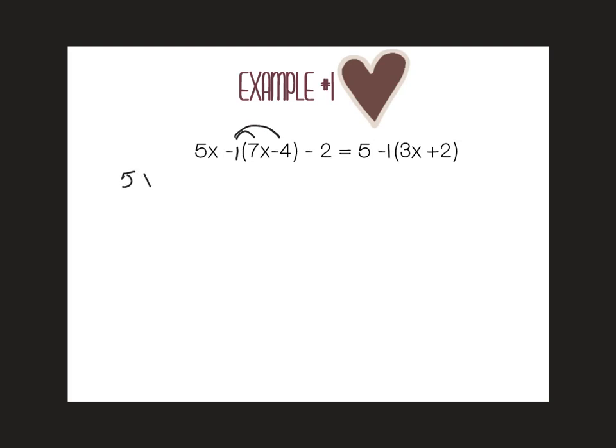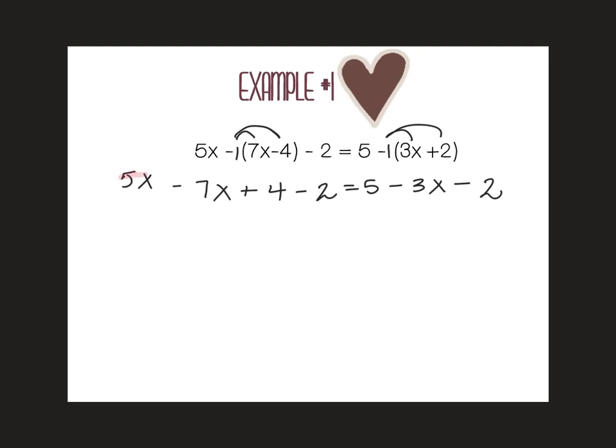So you'd have 5x minus 7x, negative 1 times negative 4 is plus 4. You have this minus 2 out on the end. And then kind of similar over here, you're distributing this negative 1. So minus 3x minus 2. Then you'd want to combine like terms.